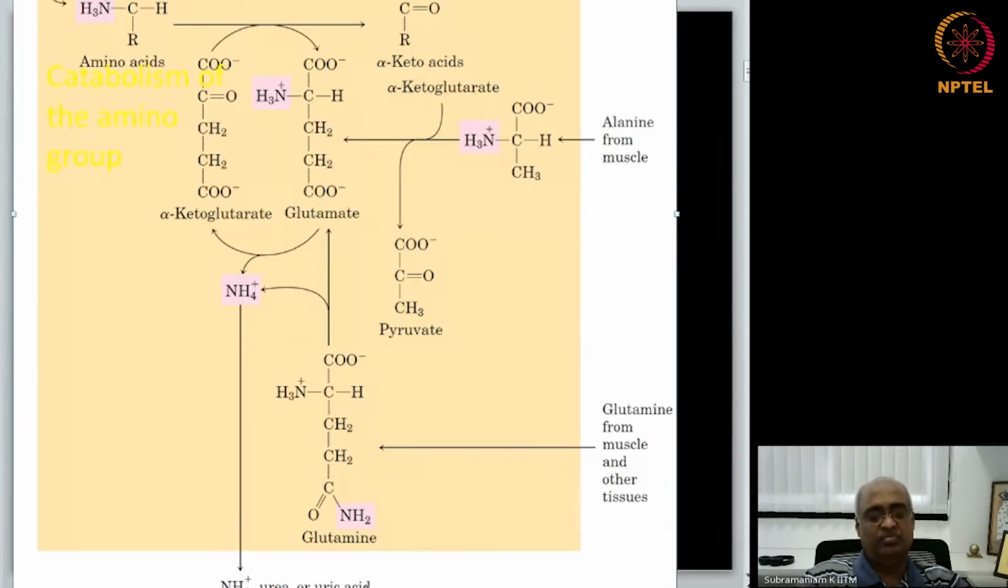Or uric acid, if you are a bird. So this is what happens to the nitrogen. And one exception is the muscle amino acids, which we will see separately as a separate cycle, because it deserves a separate slide for itself. We will discuss that when we get there.